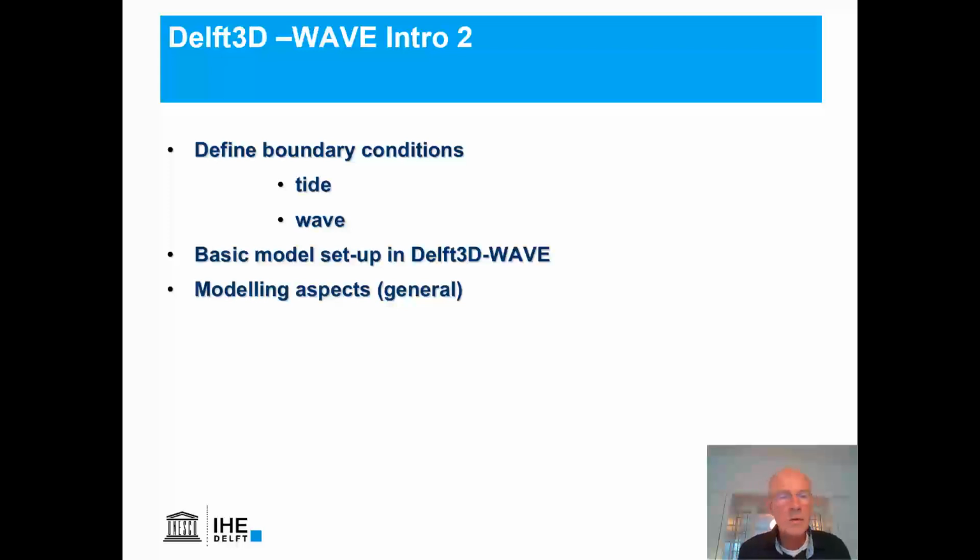We continue the introduction to Delft3D Wave. And first, let's have a little look at under what kind of conditions we run these SWAN models. If we're talking about a morphological model, we are typically in a situation where we have tidal motion, for which we need to define boundary conditions, and also we have highly variable wave conditions.